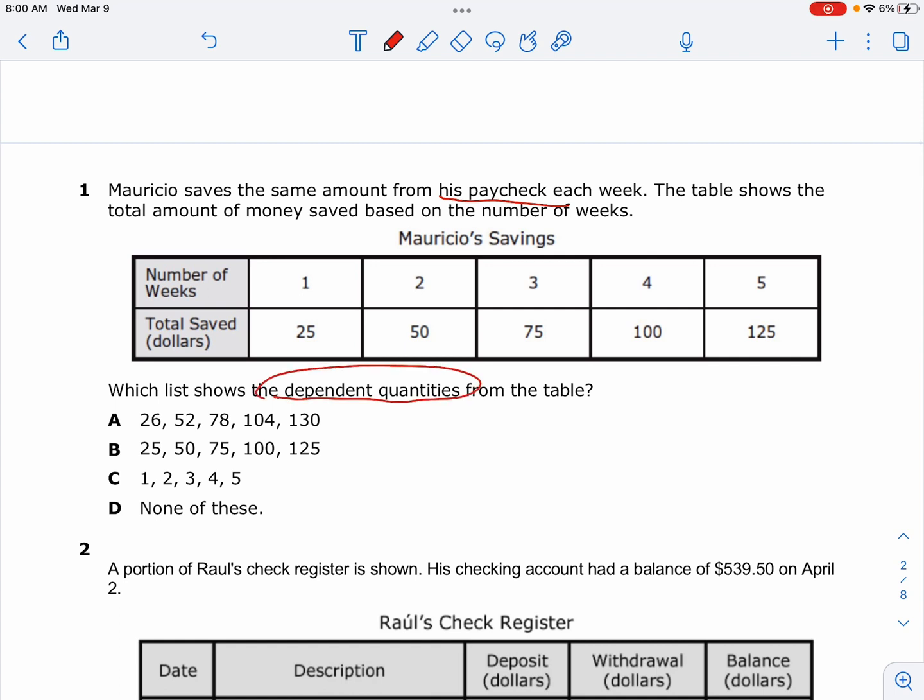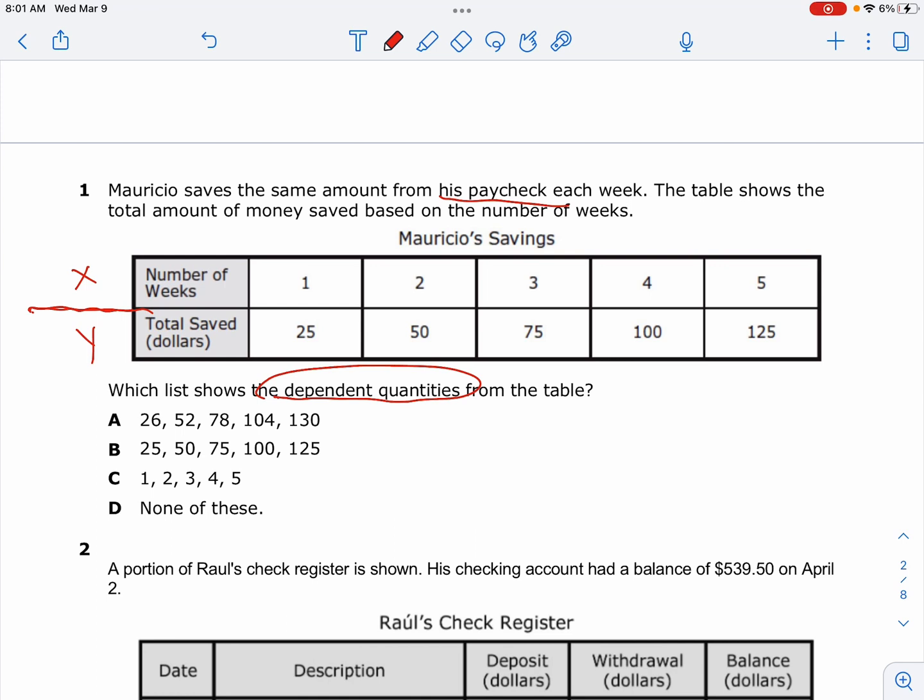Alright, so let's go and label these so that way we know we have the correct answer. Okay, I'm going to draw a line right here. Number of weeks to total saved dollars. So we know that if we're looking at our table, the X always goes on top and the Y always goes on bottom. So number of weeks would represent our X-axis and total saved dollars would be our Y-axis.